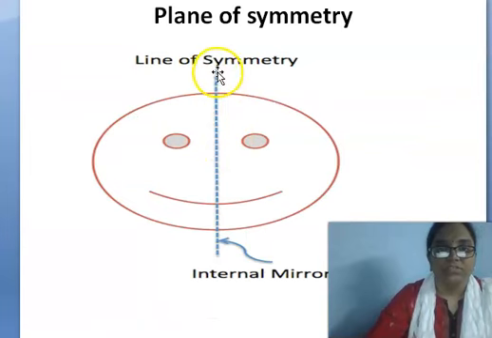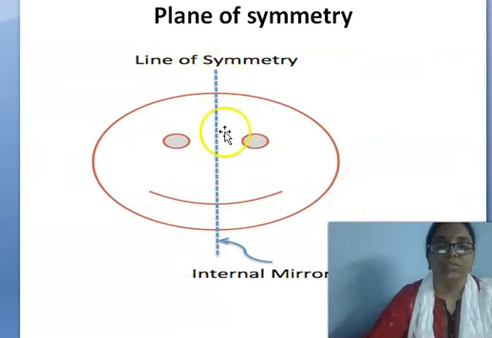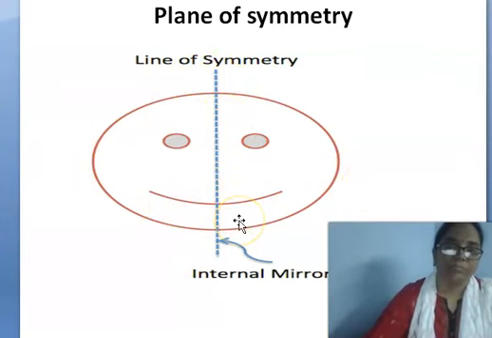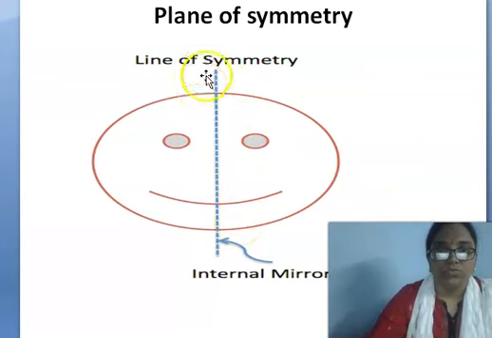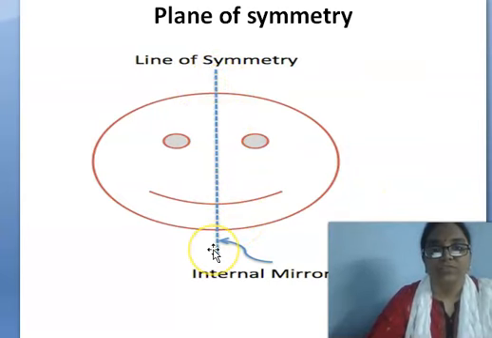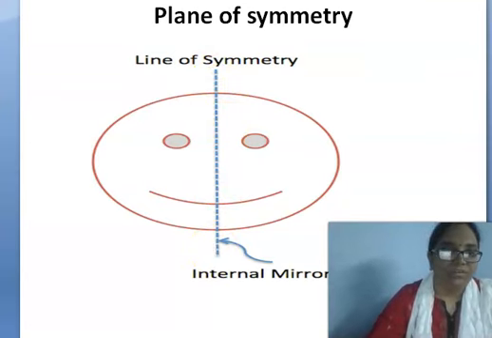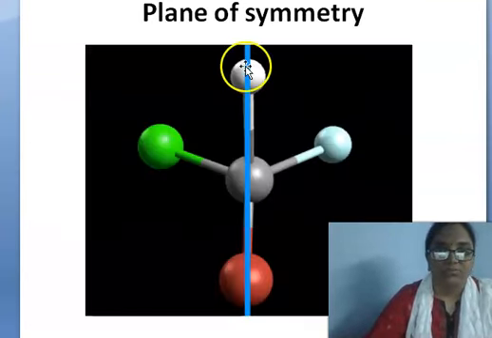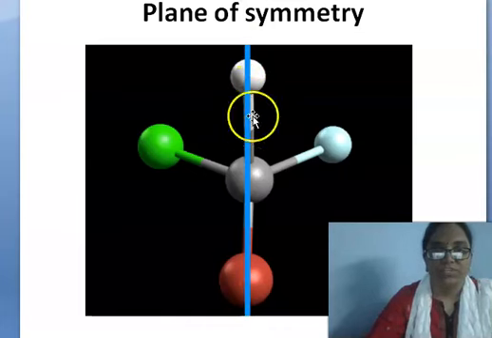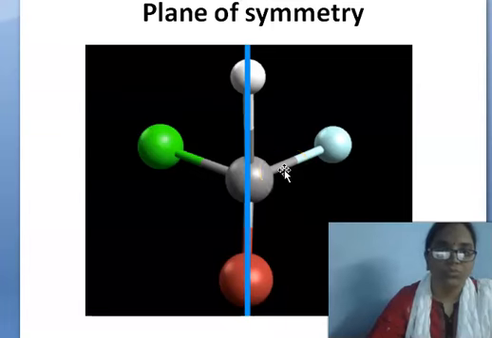Now this is a plane which bisects a molecule into two halves. It is called a plane of symmetry. When a molecule possesses this plane of symmetry, that molecule is an optically inactive compound. Here also we find a plane of symmetry in the molecule, so it is an optically inactive compound.